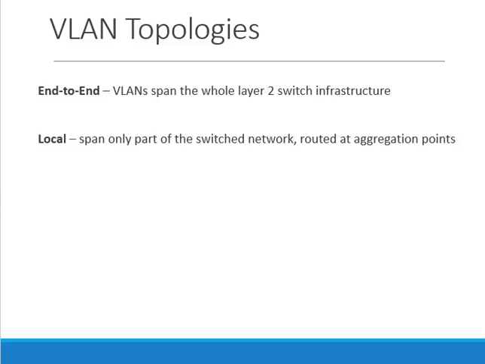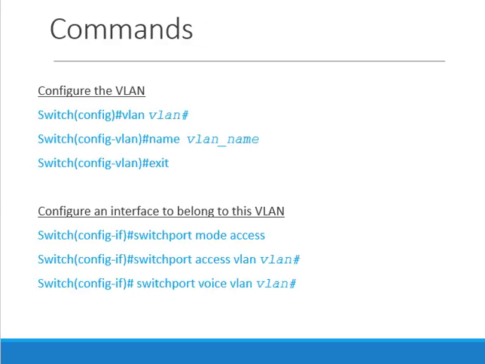So we have the end-to-end and the local VLAN topologies. How do we go about configuring VLANs, breaking up our broadcast domains, and making everything nice and clean? I will demonstrate, but let's just go over the commands real quick.